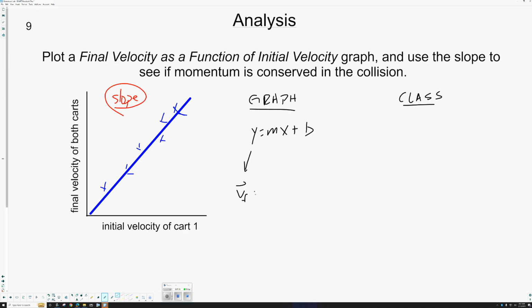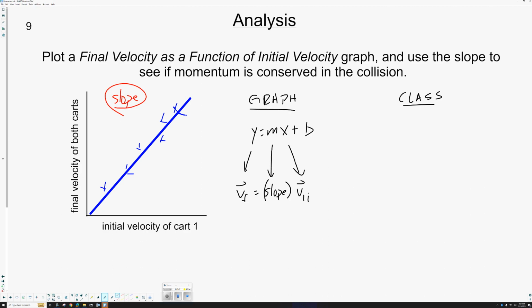m stands for the slope of the graph. Yep. We're going to use the word slope because we don't want to get it mixed up with mass. We always replace m with slope so that we don't mix up the slope with mass. And x-axis will be, what variable is on the x-axis? Initial velocity of cart 1. So we're going to say v1 initial. And then b stands for the y-intercept.